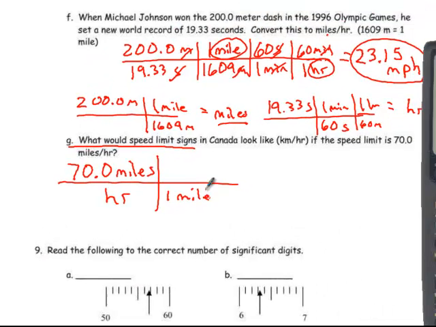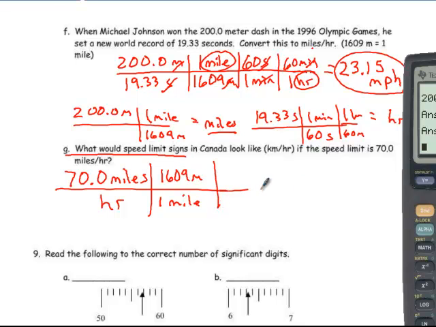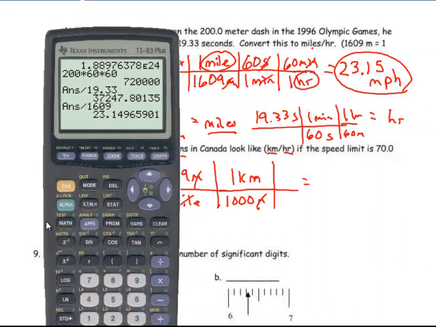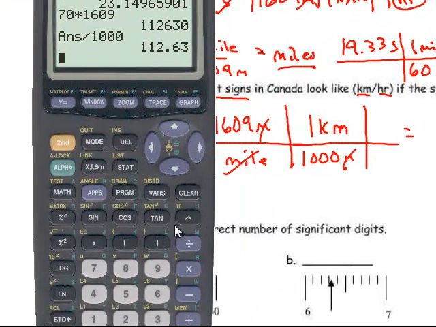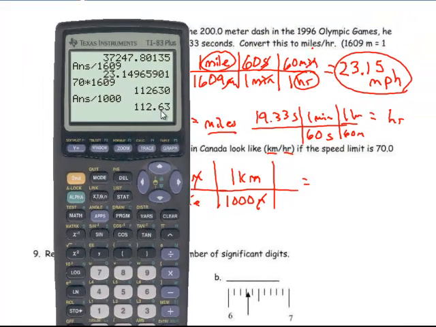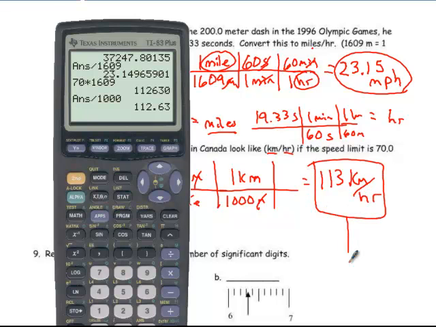1 mile, 1,609 meters. 1,000 meters in 1 kilometer. So I have kilometers on the top now. Meters cancels, miles cancels. I have kilometers per hour. I want kilometers per hour. So that's it. 70 times 1,609 divided by 1,000. And I get that. Now 3 digits, so 112.6 becomes 113 kilometers per hour. So what would the sign look like? Well, it might look something like that. Okay.